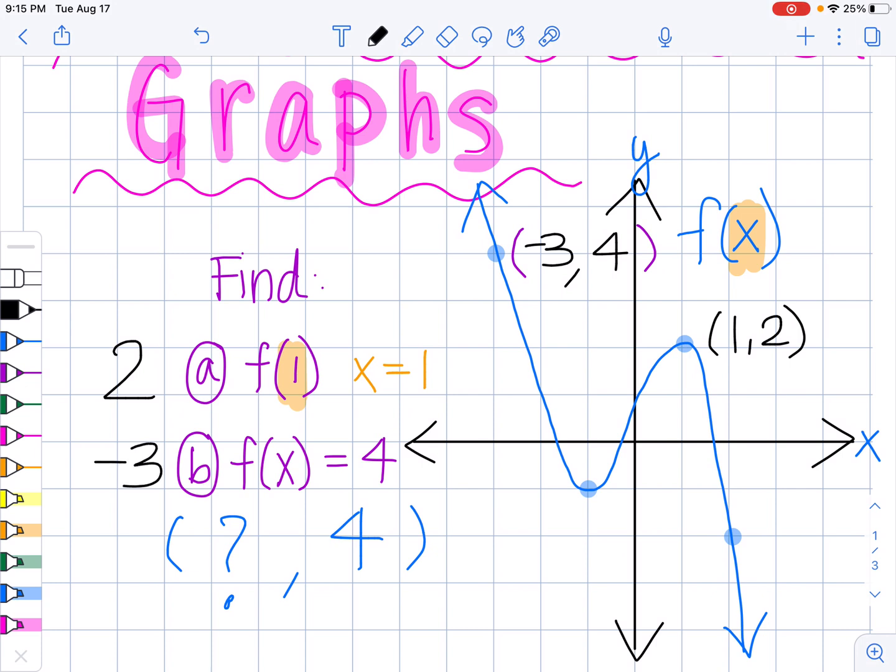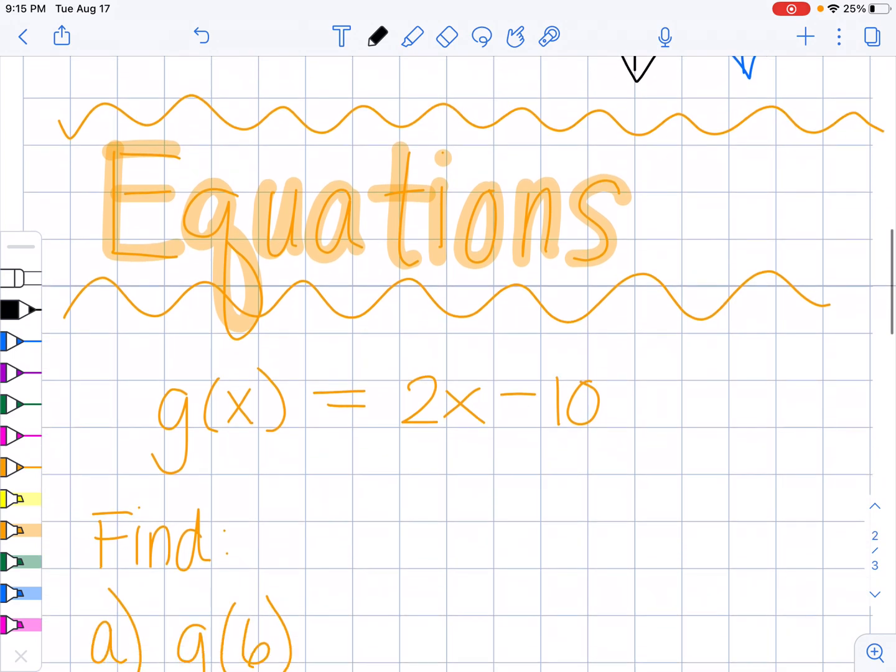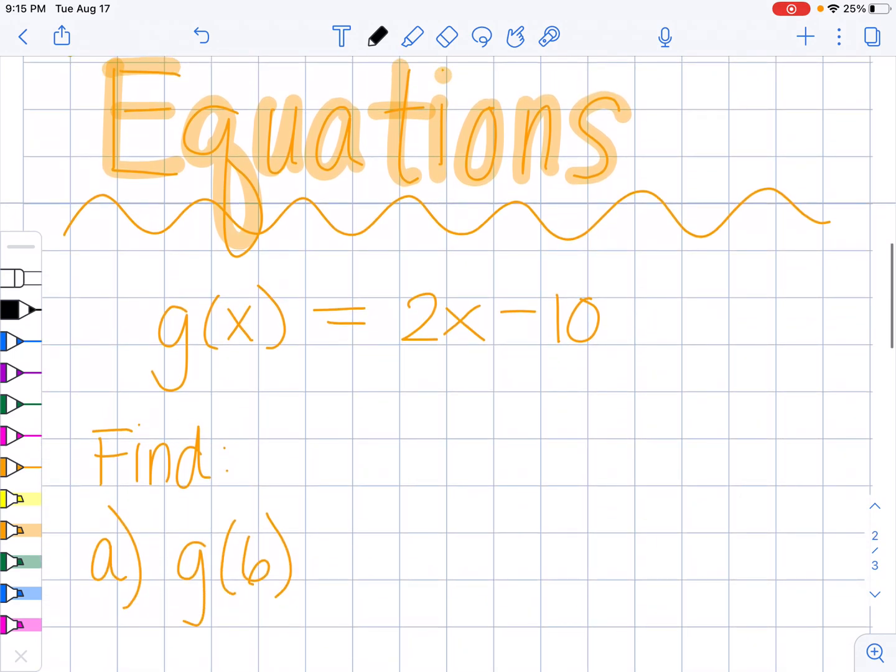Okay. Let me know if you have any questions on that. I know it can be a little bit confusing. We're going to move on though and now look at how to use function notation with equations.